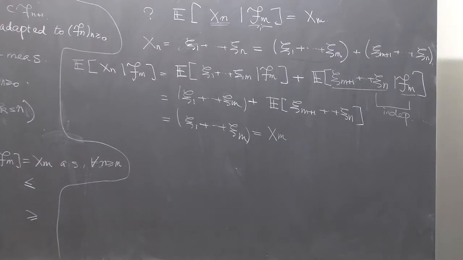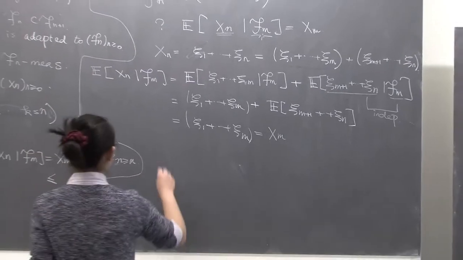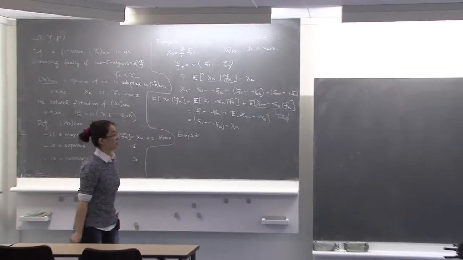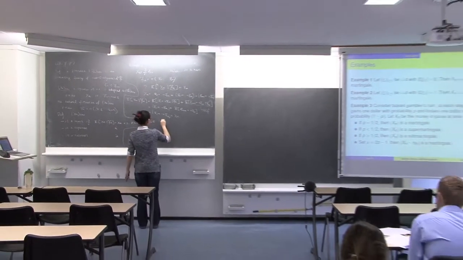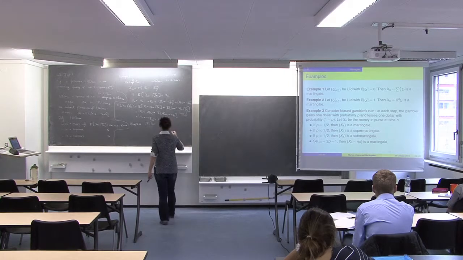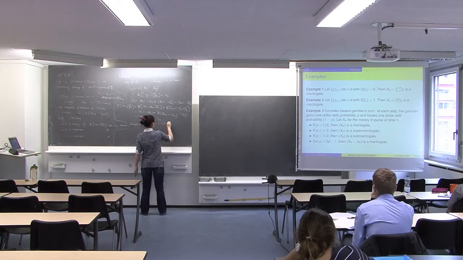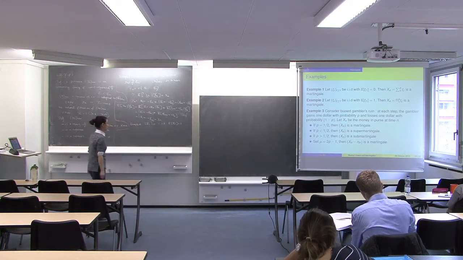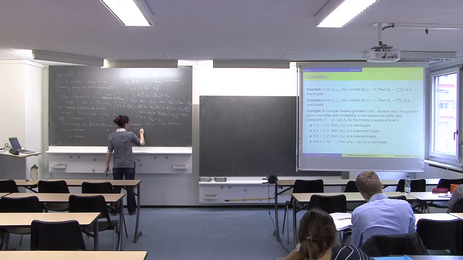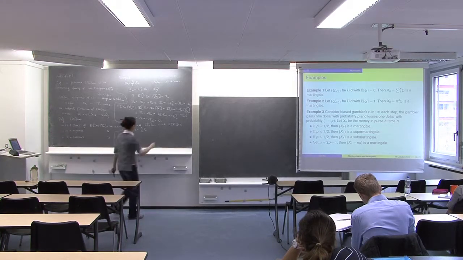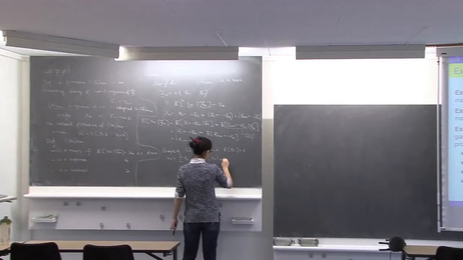The second example is very similar, just we change summation to product. So now we have a sequence of random variables. They are IID and have expectation equal to 1. And now we define X_n as the product of the sequence starting from 1 to n. And the conclusion is this sequence of random variables is also a martingale.